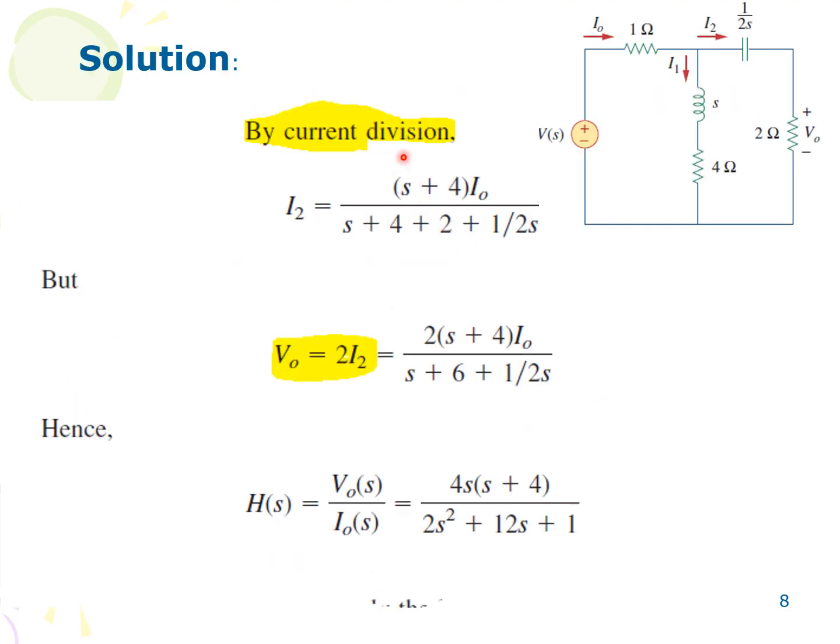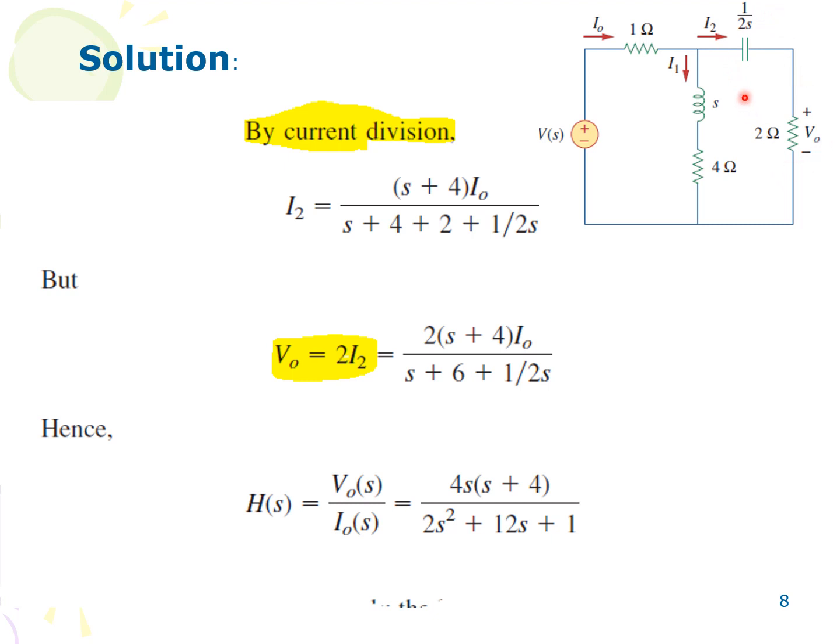This can be easily solved by using the current division rule. First of all, we will find I2, because V0 can be found only if we know I2. V0 will be equal to twice I2 by Ohm's law. So I2 can be found by the current division rule, because the current I0 is divided into two branches. So I2 is equal to the s plus 4, which is the impedance of the opposite branch, divided by the total impedance of the two branches. One is this central branch and one is the output branch.